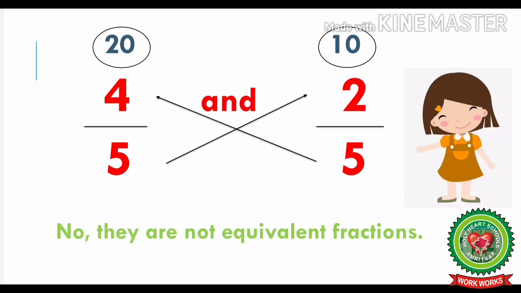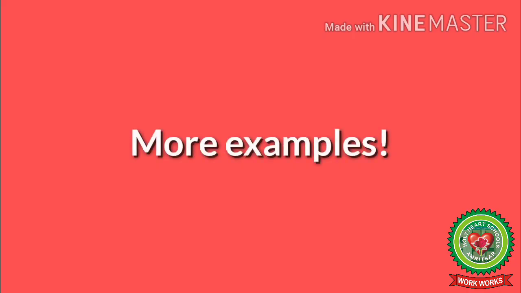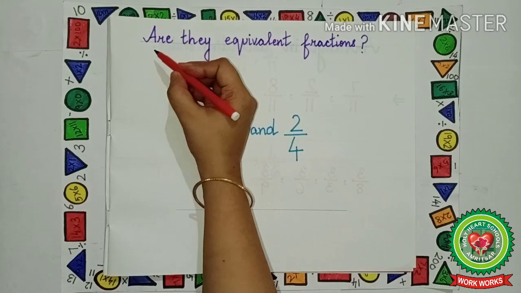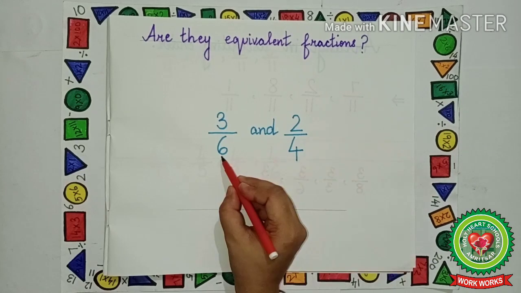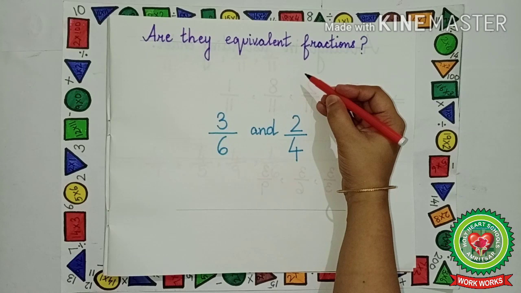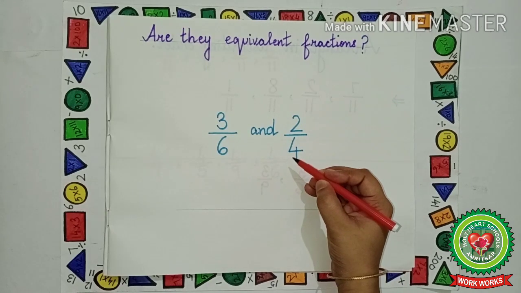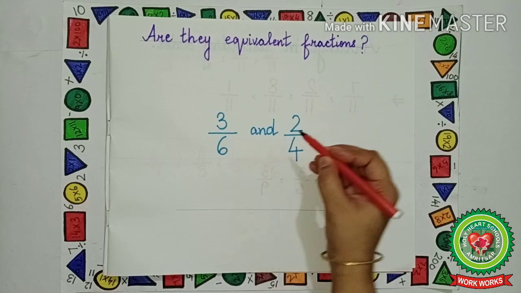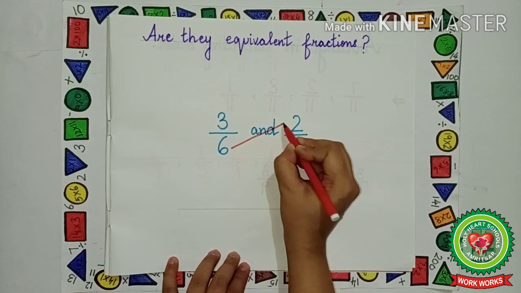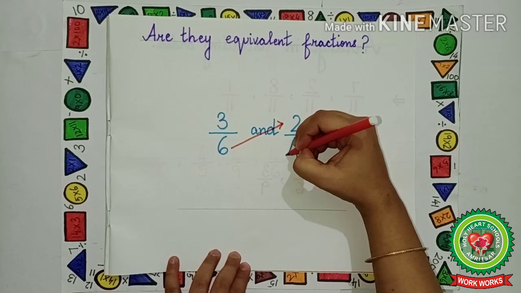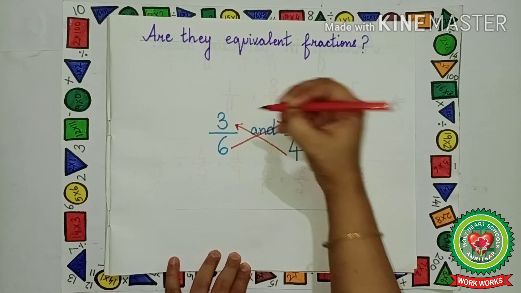If the products of both the sides are the same, only then the fractions are equivalent. Otherwise, they are not equivalent fractions. Let us understand it more clearly. Are they equivalent fractions? So we have to find out whether these two fractions are equivalent or not. For that, we will cross multiply the given fractions. So we will multiply 6 by 2 and 4 by 3.